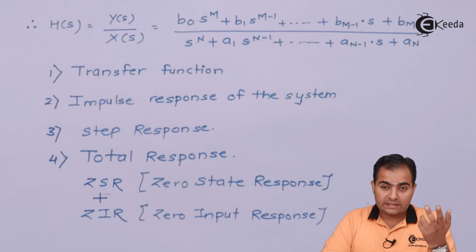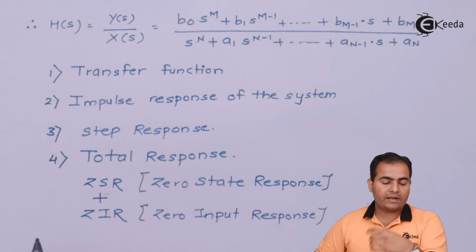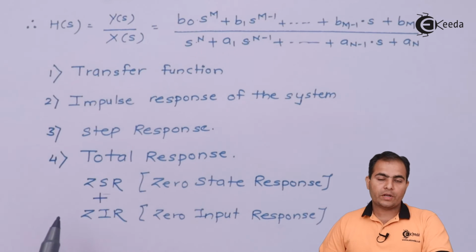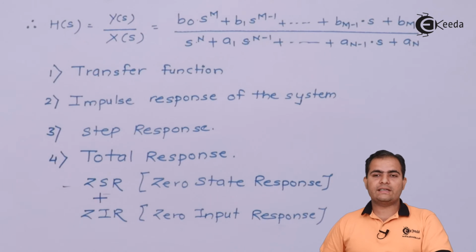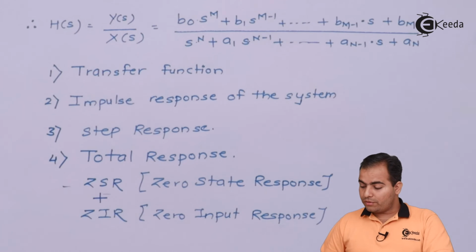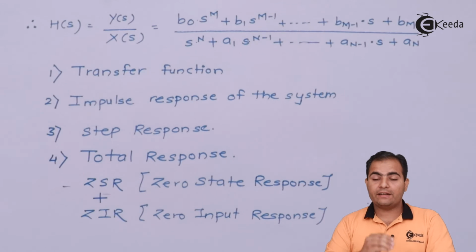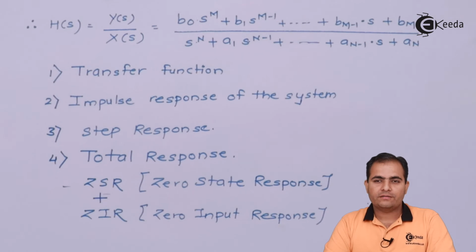If they give you the initial condition, then you have to find out ZIR, ZSR, or automatically you can say that in the result you have ZIR and ZSR values. But if initial conditions are not given, then of course you will get only a ZSR value. So important one is initial conditions, and much more important is the formula. I'll show you the formula first.